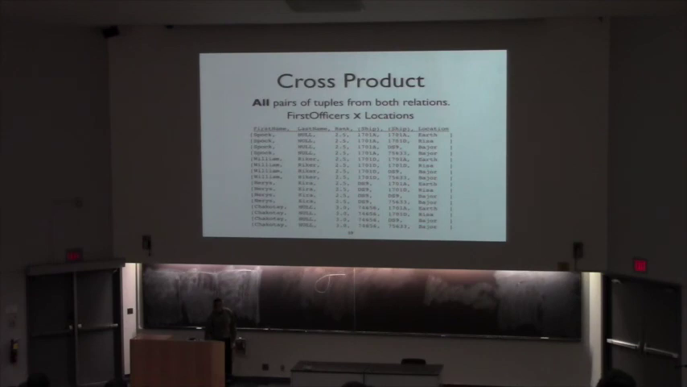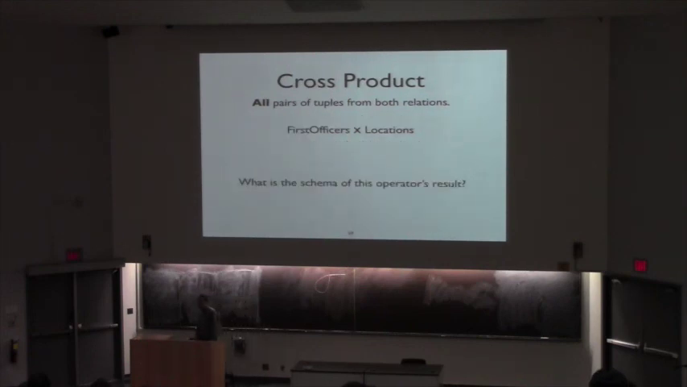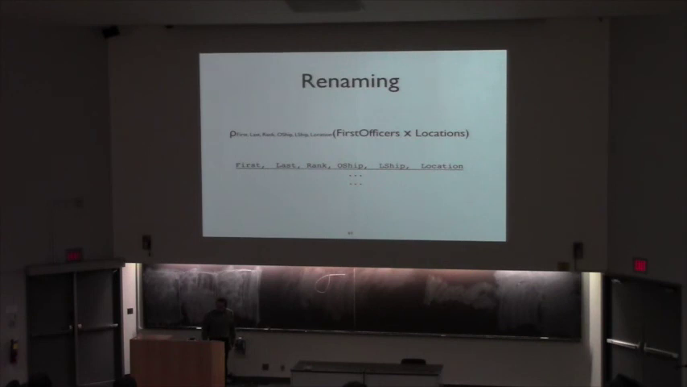You'll note, by the way, that sometimes these schemas are going to be a little bit ambiguous. For example, here you have two different instances of the ship attribute. And that's why typically it is common to use positional notation when reasoning about these operations. So there's also an operator called a renaming operator, which takes all of the attributes and assigns them a new name. So for example, what I can do here is have an officer ship and a location ship attribute. And that's denoted by the rho.